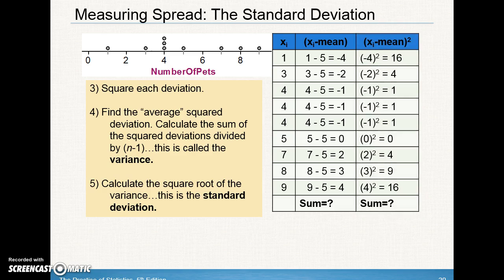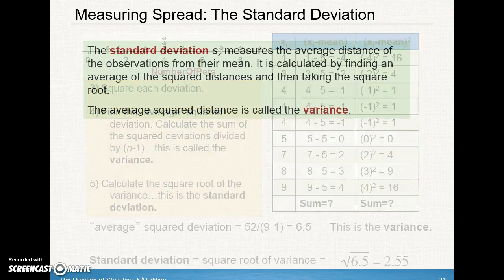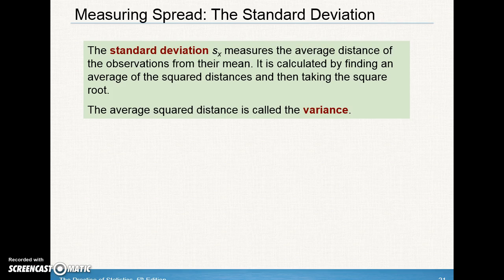So in a nutshell, here we go. We have our xi minus the mean, and then we have that number squared, and then we're going to add that up. And then we're going to take the square root, and we end up with 6.5. I'm sorry, I take that back. The average squared deviation is the sum divided by 9 minus 1, or 8, gives us 6.5. The square root of the variance is the standard deviation, and that is approximately 2.55. Standard deviation measures the average distance of the observations from their mean, okay? And the square of the standard deviation is called the variance.